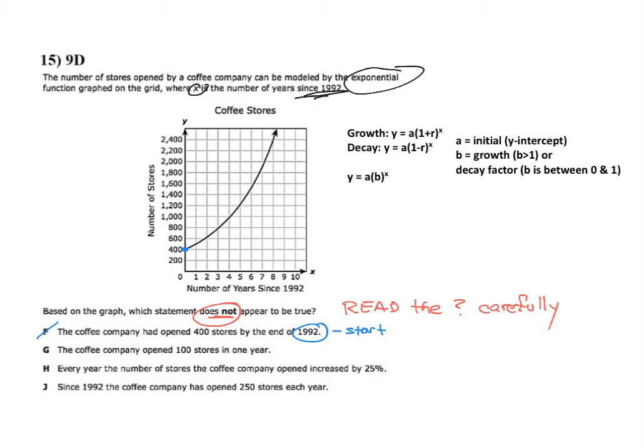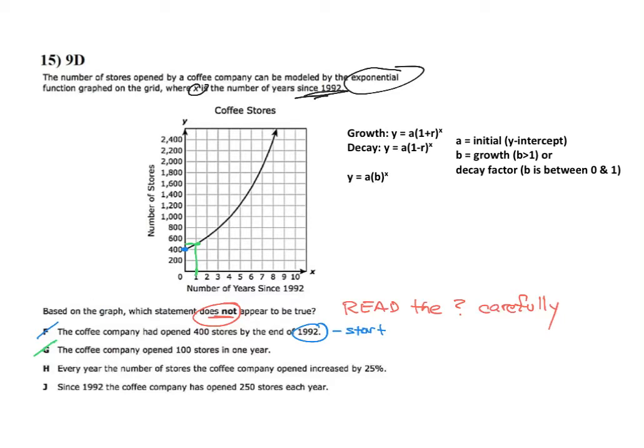The coffee company opened 100 stores in 1 year. All right, so let's go to 1 year here, 1 year here, and we're going to go up and touch the graph. And that looks about right there in between 400 and 600. And since we're going by 200s, that looks like that would be 500. So that looks like that would be a true statement. It says H and J. Now it's between H and J.